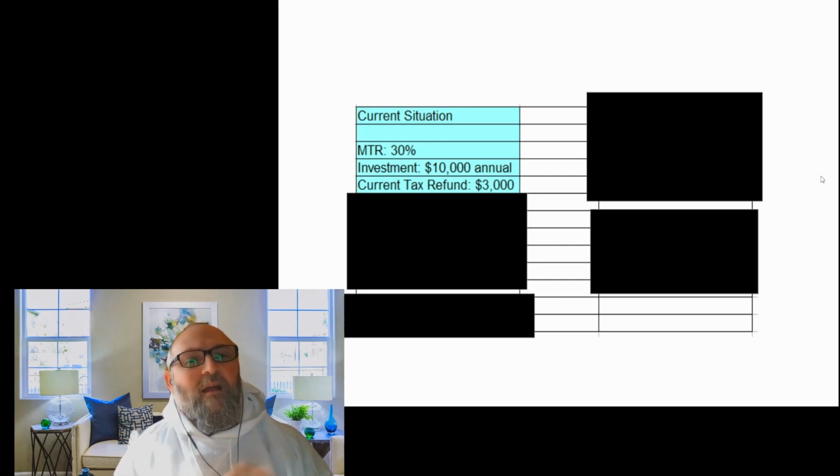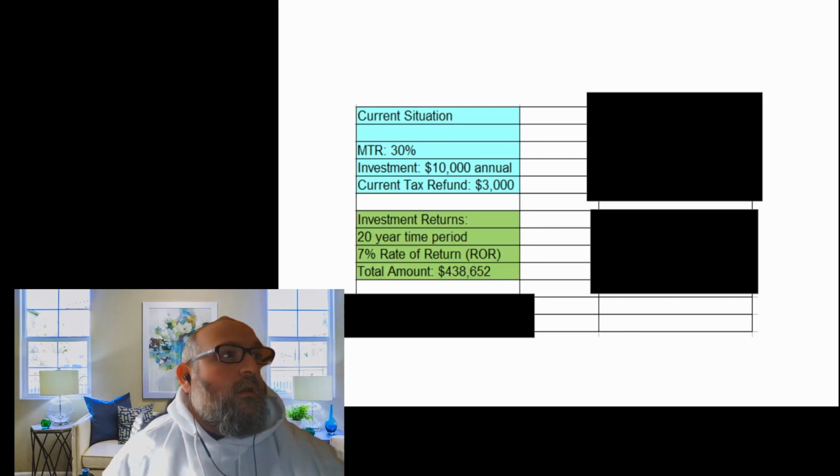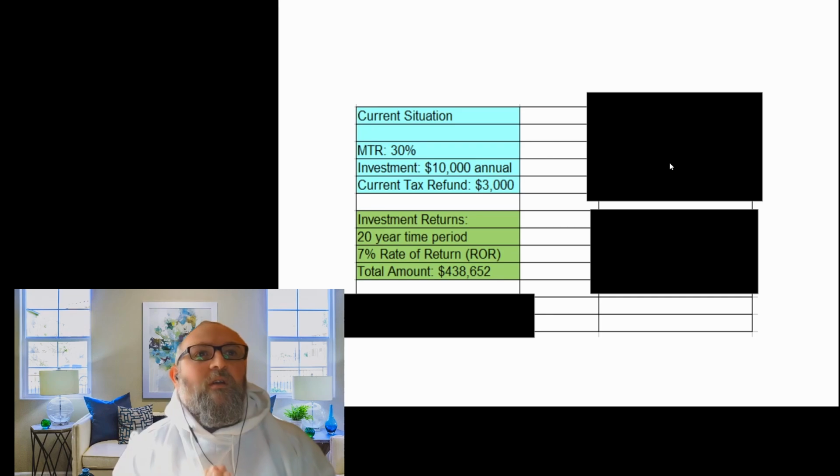Now I did another version of this just to show you a little bit higher numbers to see what this does. This is obviously a different perspective, but it's very similar, right? So we have $10,000 annual investment, the same MTR, so 30%. Your current tax refund is $3,000 because 30% of 10. Now, what do we have? The investment rate of return, you would have a total of $438,652. That's great. It's pretty steady for your retirement. It's a good chunk of money.